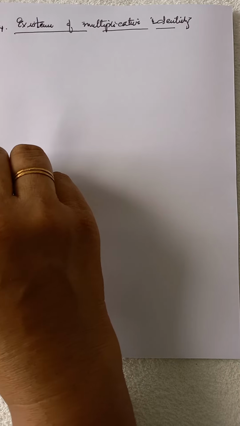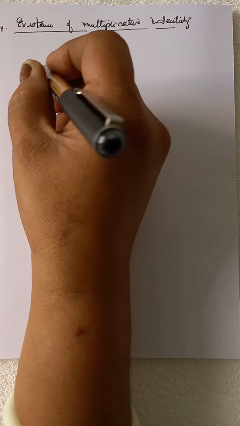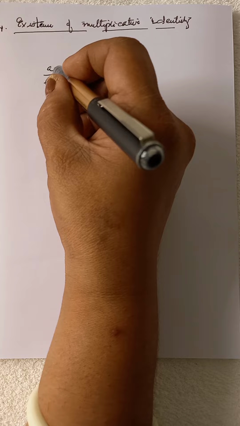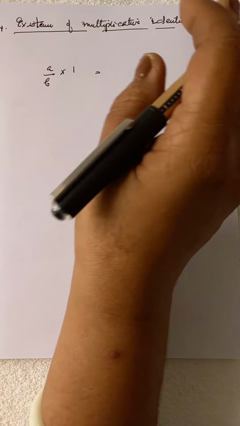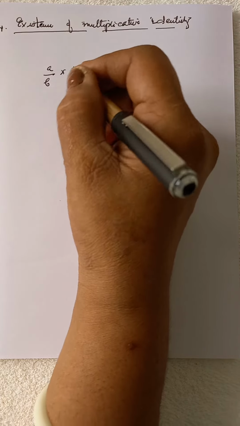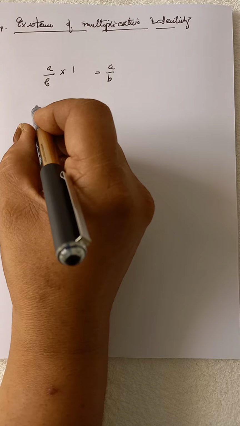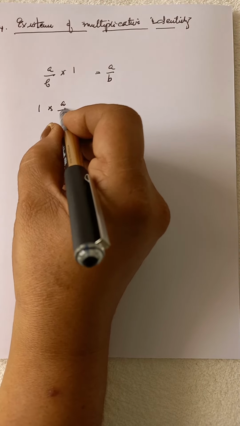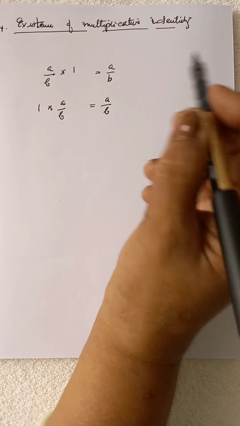Now the fourth property is existence of multiplicative identity. Here if you take one rational number, say a by b, then a by b into 1. 1 into any number is that number itself. So a by b into 1 is equal to a by b. Then again, if we take 1 at first, then that into rational number a by b, that also is the same as a by b, the rational number.